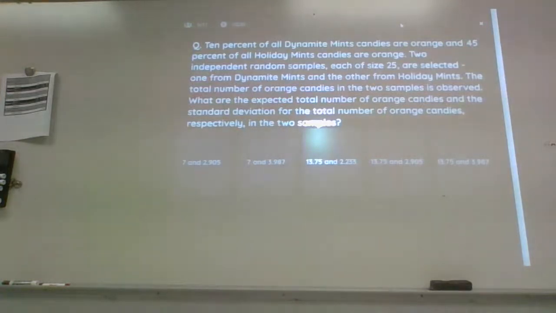Oh, that thing didn't work the way I wanted it to. What if I'm talking about the total number of orange candies in the 2 samples? Oh, I see why that is. I do see why that is. Okay, hold on.